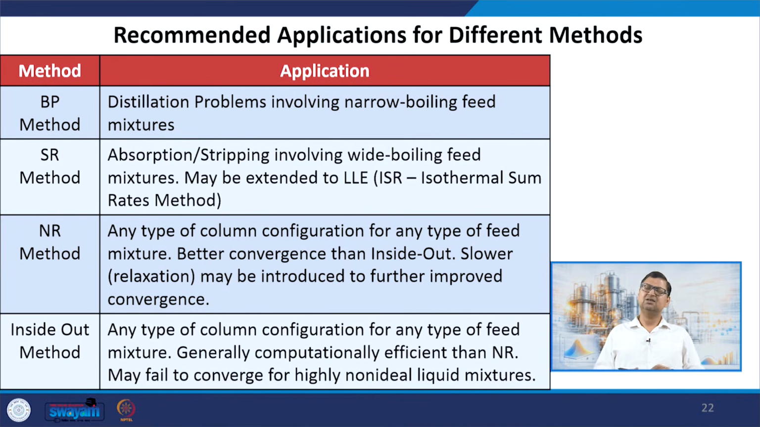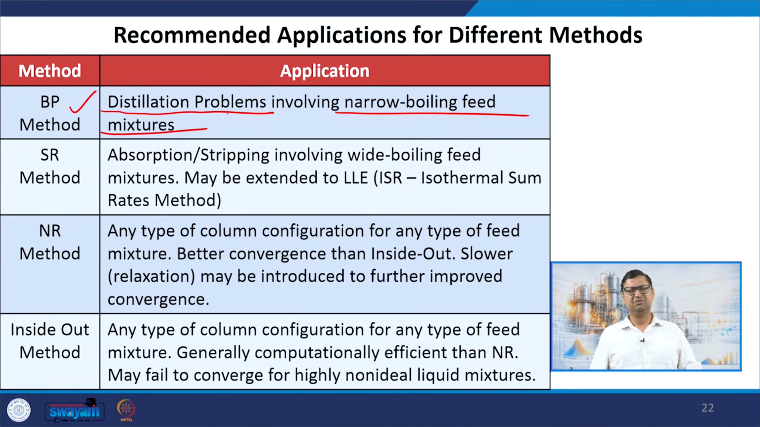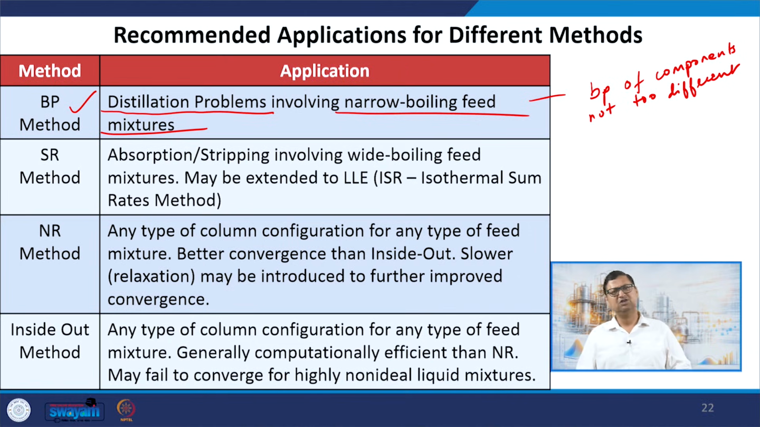and there are some applications where these methods are particularly recommended. For example, the BP method is particularly good for distillation problems involving narrow boiling feed mixtures, where the boiling points of components are not too different. If they are very different, then the BP method is going to have slow convergence or no convergence or instabilities and so on, right.